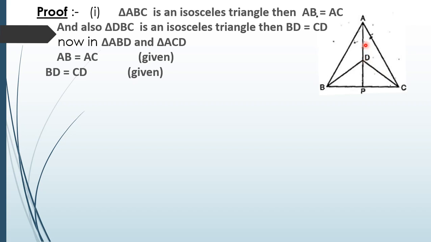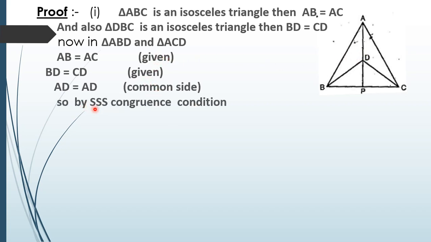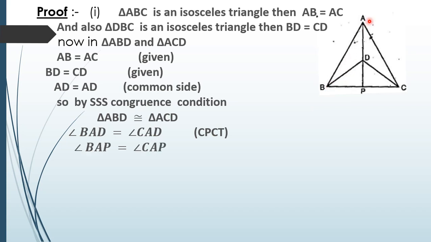And the third thing, we observe from the figure that AD is the common side for both the triangles. So, here we are getting side, side, side. By the SSS congruency condition, we can say triangle ABD is congruent to triangle ACD. When the triangles are congruent, corresponding parts of congruent triangles are also equal. So, we can write angle BAD is equal to angle CAD. And further we extend this, so we can write angle BAP is equal to angle CAP.